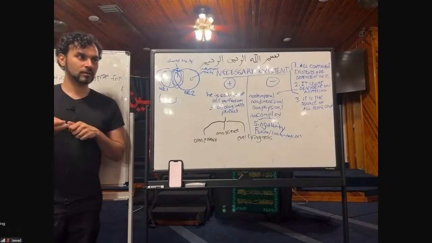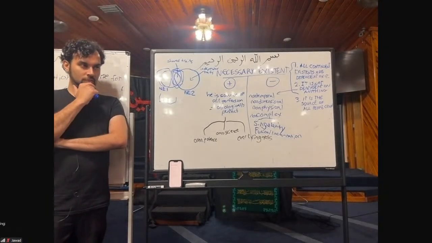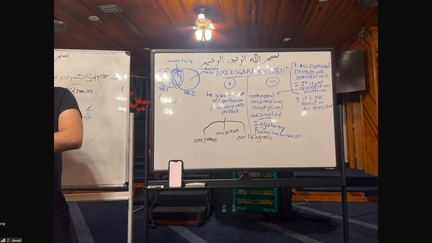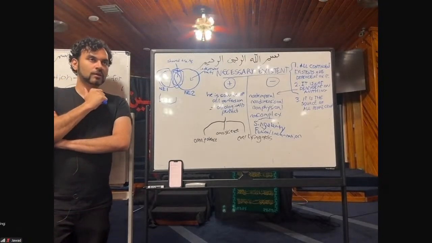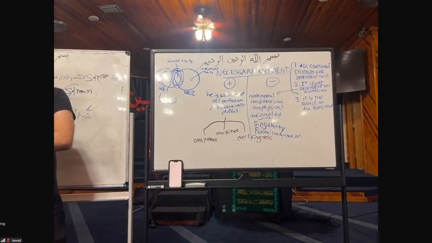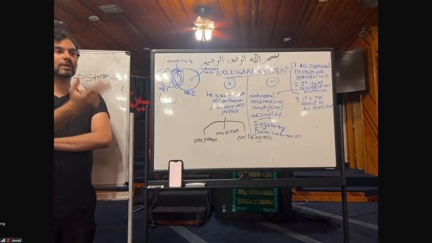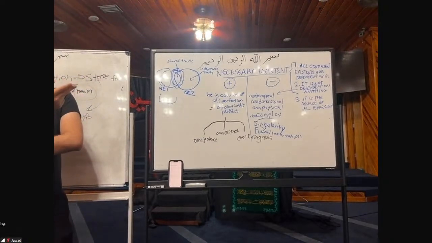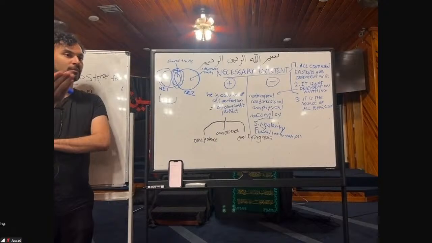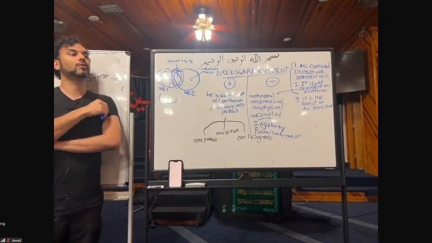Yes? Brother online had a question saying, how is the 99 names not bid'ah? If it's human creation, that wasn't a thing back then. So the 99 names, these are names that Allah has introduced himself through in the Quran. He said he is Ar-Rahman, Ar-Rahim. He said that he's Al-Malik, Al-Quddus, As-Salam, Al-Mu'min, Al-Muhaymin. He said all these names about himself in the Quran, right?